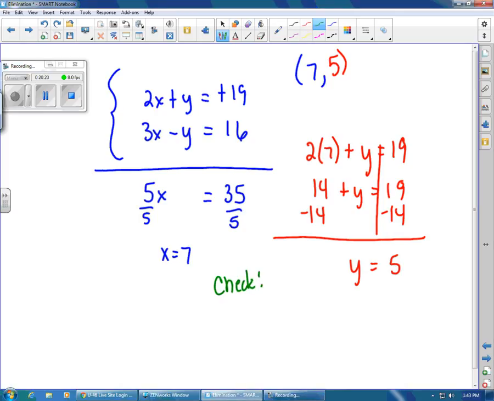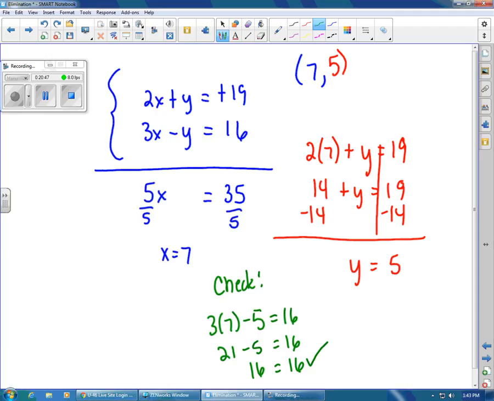So does 3 times 7 minus 5 equal 16? Let's see, 3 times 7 is 21 minus 5. Does that equal 16? 21 minus 5 is 16, and 16 equals 16, so I know I've got that one correct.